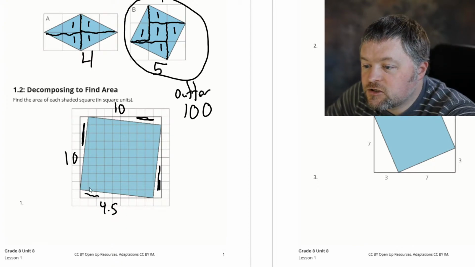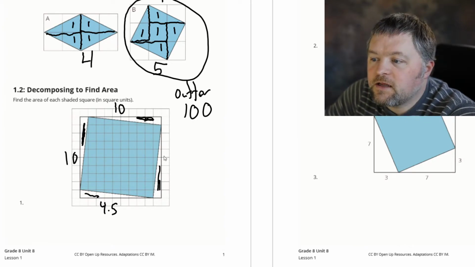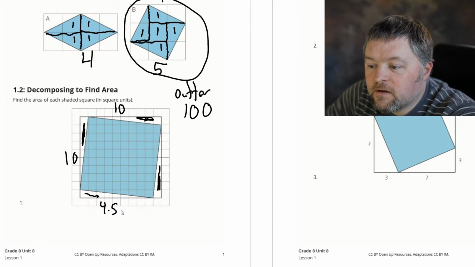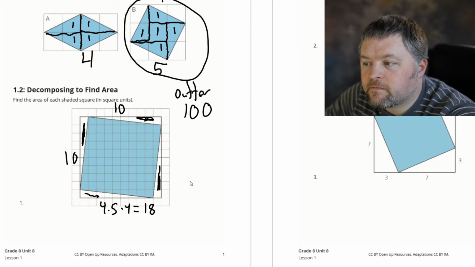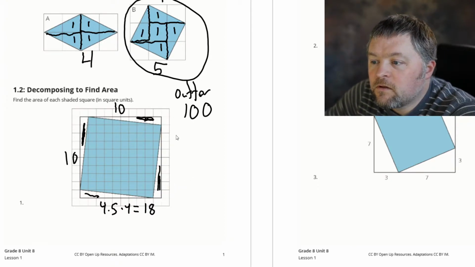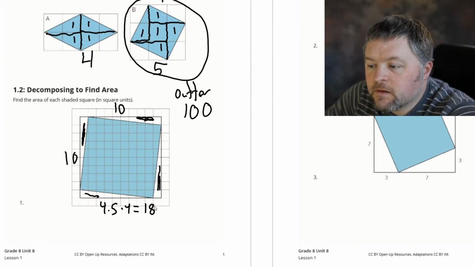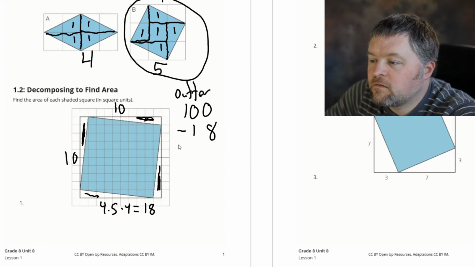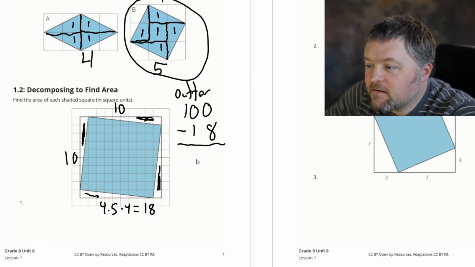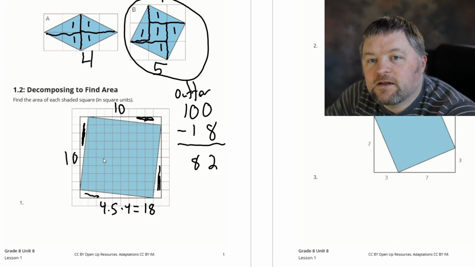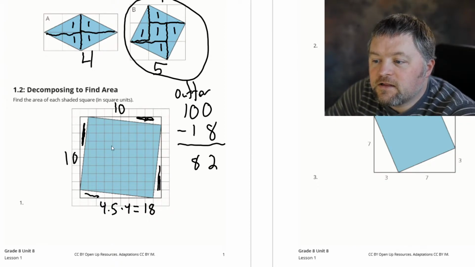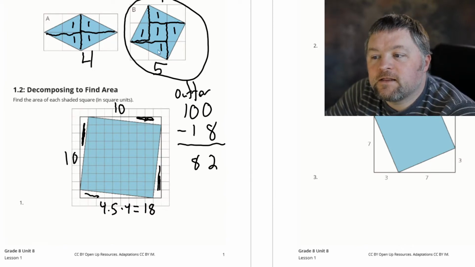How many triangles just like that are there? There's one here, one here, one here, and one here. 4.5 times 4 is 18. So now we know the outer area is 100. The inner area has to be the outer area subtract these 4 triangles. 100 subtract 18 is 82. So what is the area of this square? It's 82. Now, let's try and quickly do that same area the way we did this one up here.